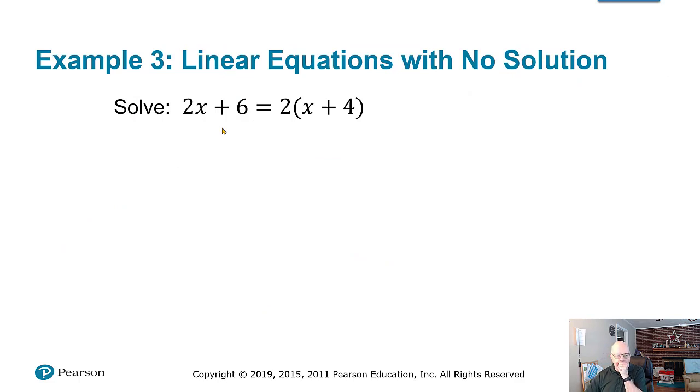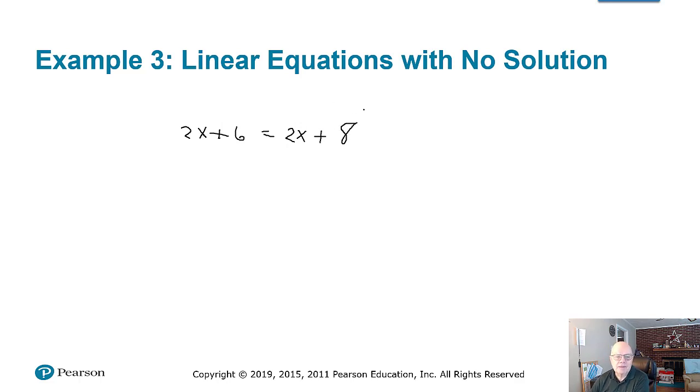All right, we've got another one to play with. Notice this one has parentheses on the right-hand side, so we need to multiply through using the distributive property. So leave the left-hand side alone. It looks okay for the time being. On the right-hand side, multiply both of these by 2. So 2 times x is 2x, and 2 times 4 is 8.